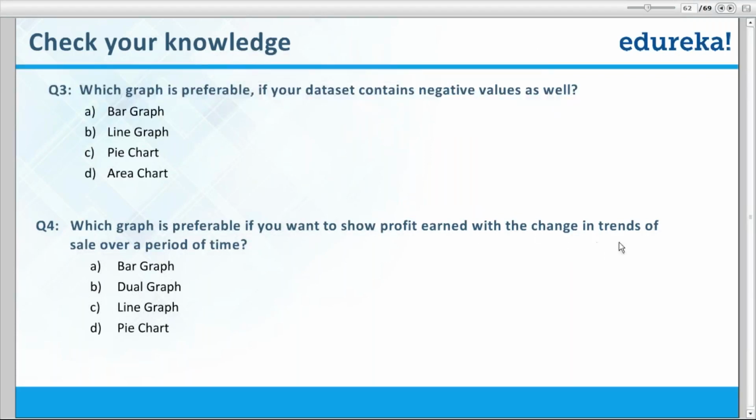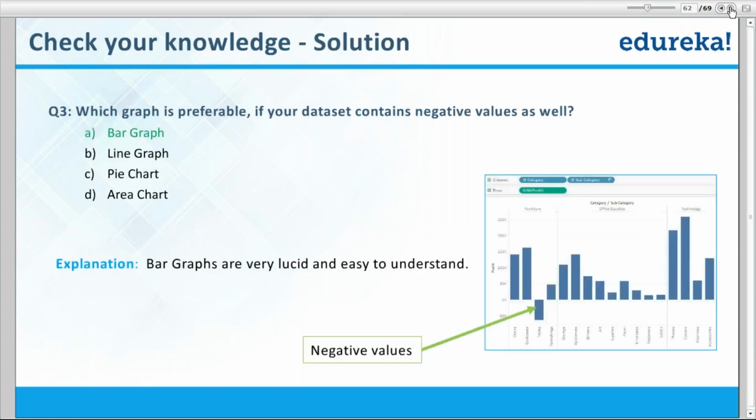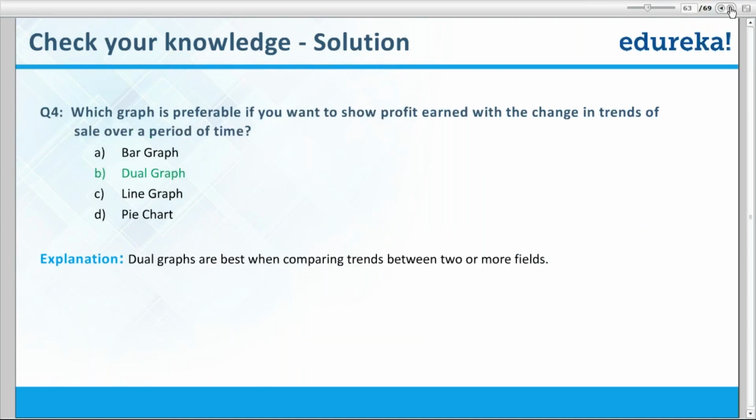See here, one more thing is change in trends of sales. So what does this trend of sales mean? It is basically going to be over a period of time, they are saying. Period of time is also mentioned. So you should understand it fully. For the first one, it is bar graphs, which can have negative values easily represented. For the second one, it's going to be a dual graph.